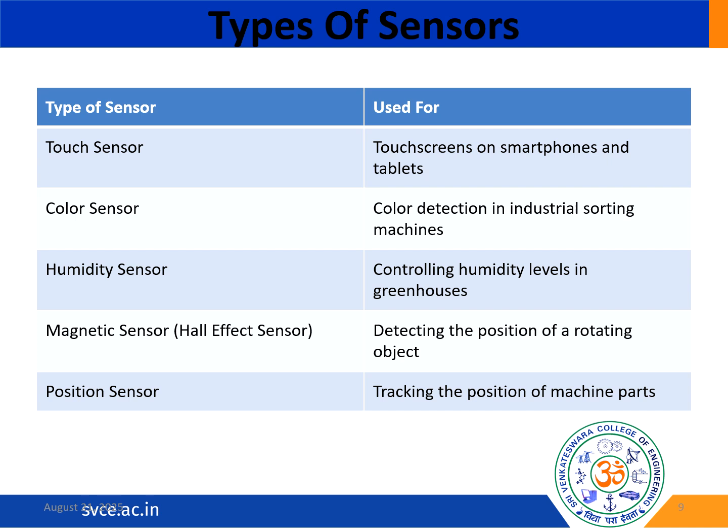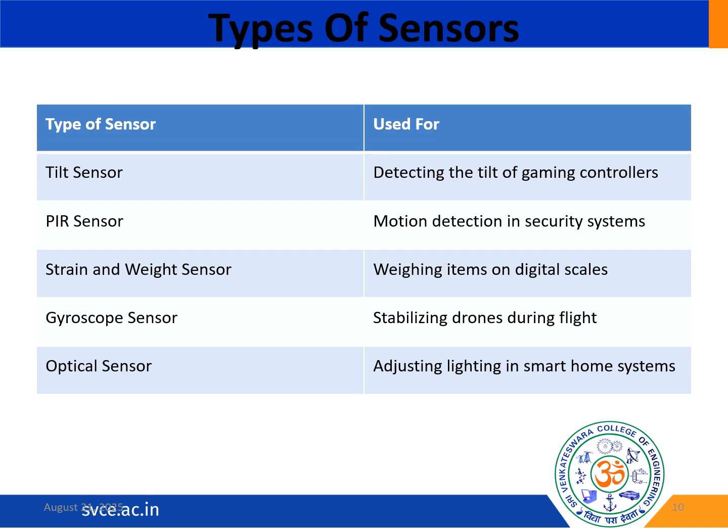Position sensors are used to track the position of machine parts, and color sensors will be used for color detection. To monitor humidity, we'll be using humidity sensors. It can control humidity levels in greenhouses. And moving on to the next type of sensor, we have the tilt sensor. It detects the tilt of gaming controllers, etc. So it can be used in that application.